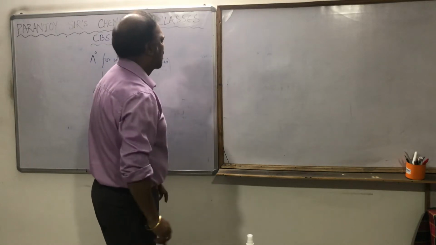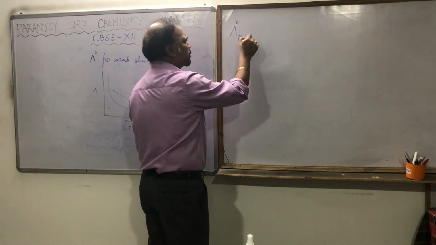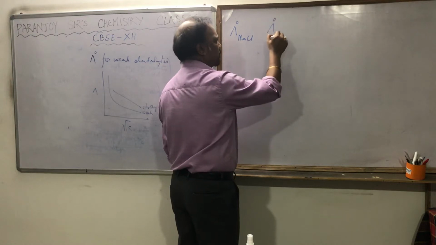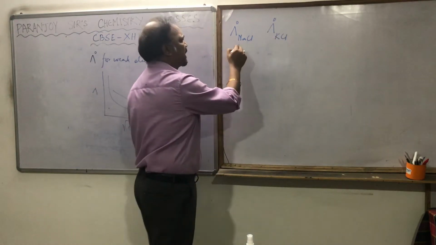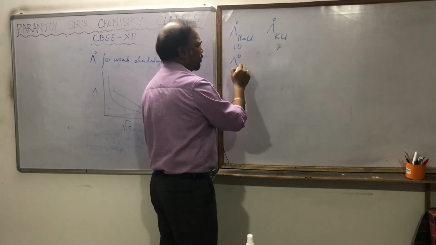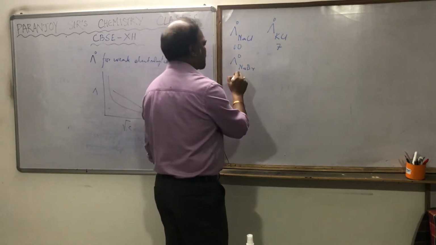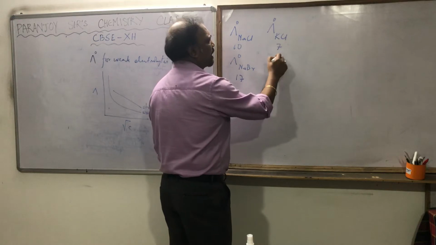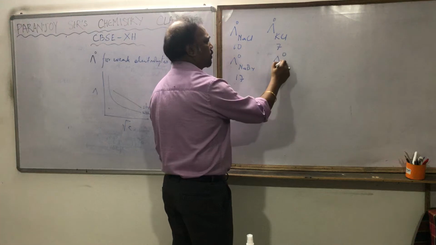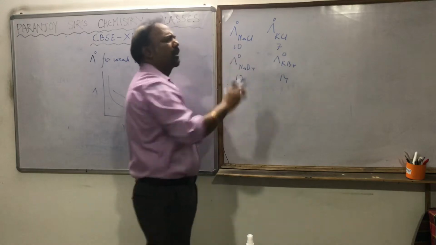Suppose he found the lambda 0 value for sodium chloride, and for potassium chloride. These are all different values. Suppose this is 10, this is 7. He found the lambda 0 value for sodium bromide, suppose that is equal to 17. He found the lambda 0 value for potassium bromide, KBr, and he found the value equal to 14. Like that he found so many.